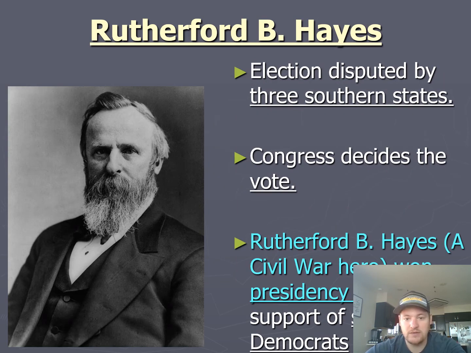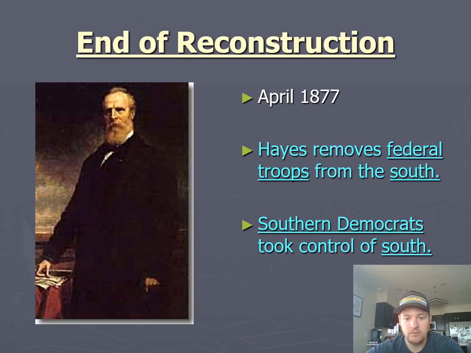Rutherford B. Hayes is going to run, and I believe he's a Democrat. He's supported by most Democrats, and he will be the next president after Grant. If he's a Democrat, remember Democrats are pretty much anti-abolitionists, and they're pro-slavery and things like that. Reconstruction will officially end in April of 1877. Hayes removes the troops that were put down in the South, and Southern Democrats start to take control of the South again. They kind of push those carpetbaggers out and get more power again.